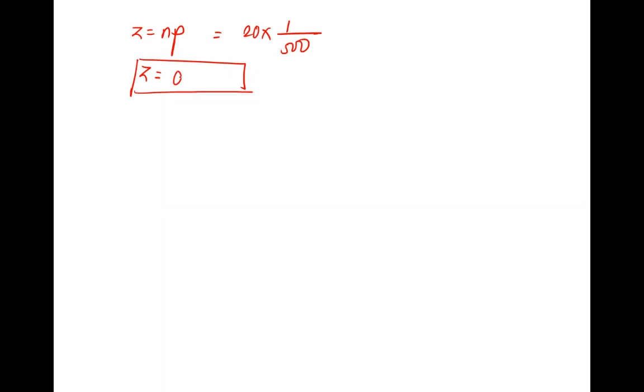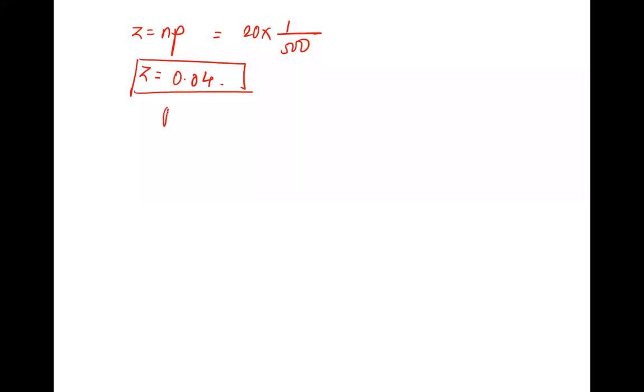We can go with Z now. So Z is N into P. That is, 20 into P, which is 1 upon 500. What is Z? Find that. 0.04. Right, 0.04, correct.